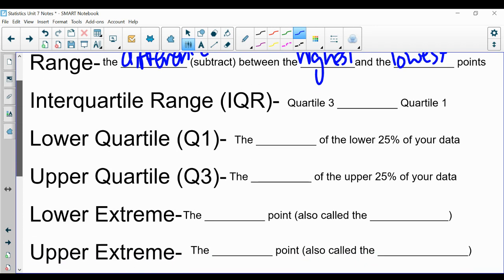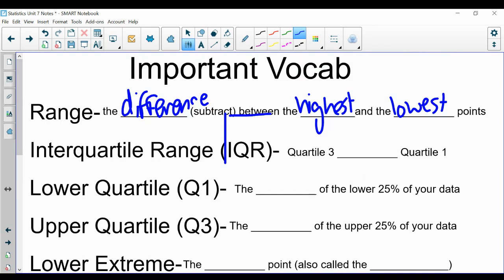And the next thing we want to talk about is called an interquartile range, okay? And you'll see the abbreviation of it is IQR. The abbreviation of interquartile range is just going to be IQR, okay? And that's just going to be, you're going to take your quartile 3 and you're going to minus your quartile 1. So again, we're subtracting. So with both of your ranges, all you're doing is subtracting. You're just subtracting different things.